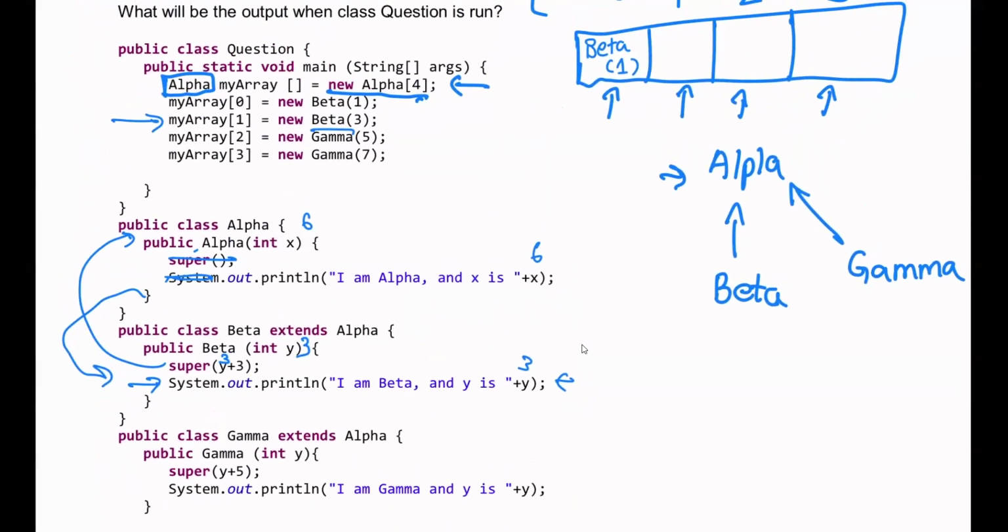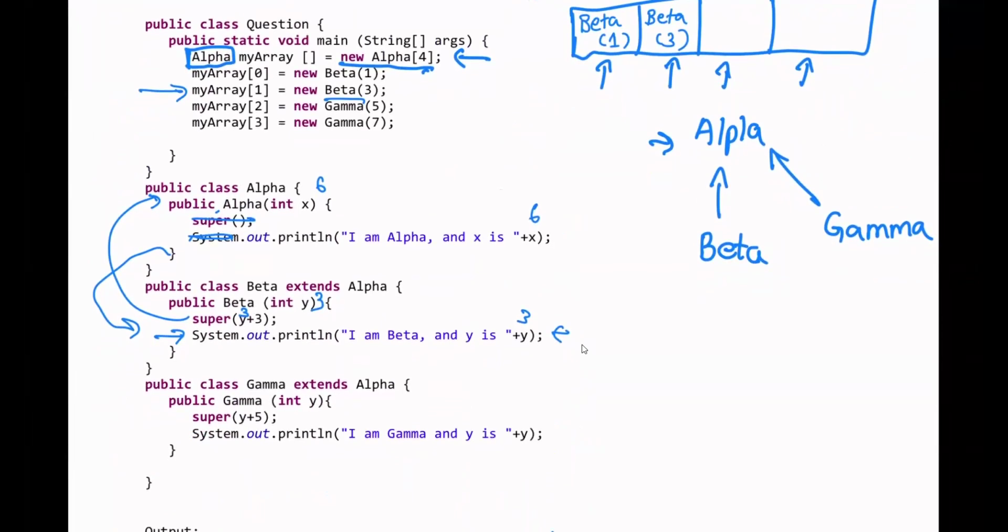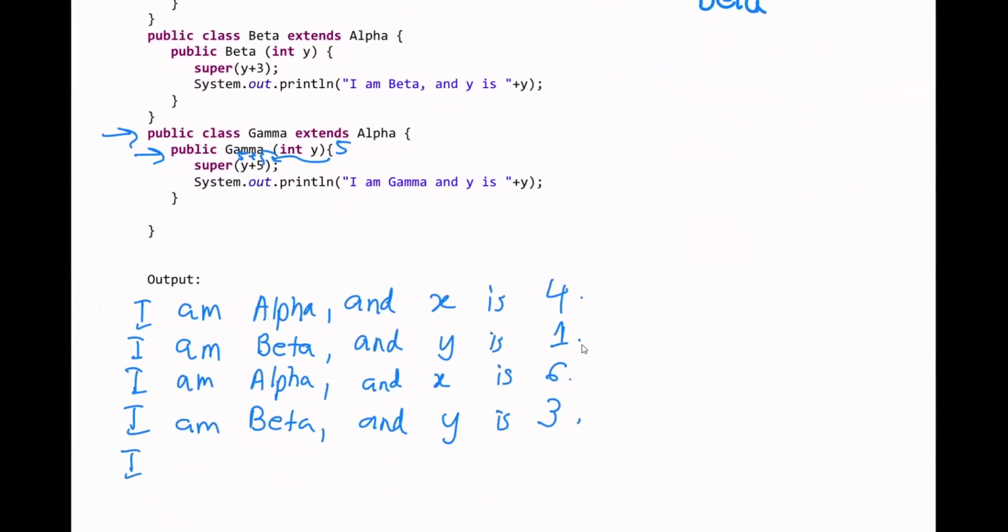After you're done, this line is done. In this array, it will be beta with the 3. Okay, so now you're done with the two betas. Let's go to gamma. It's the same thing. Just repeating 5. So go to this line, y receives 5. Super 5 plus 5. And then I am gamma. Oops, sorry, my bad.